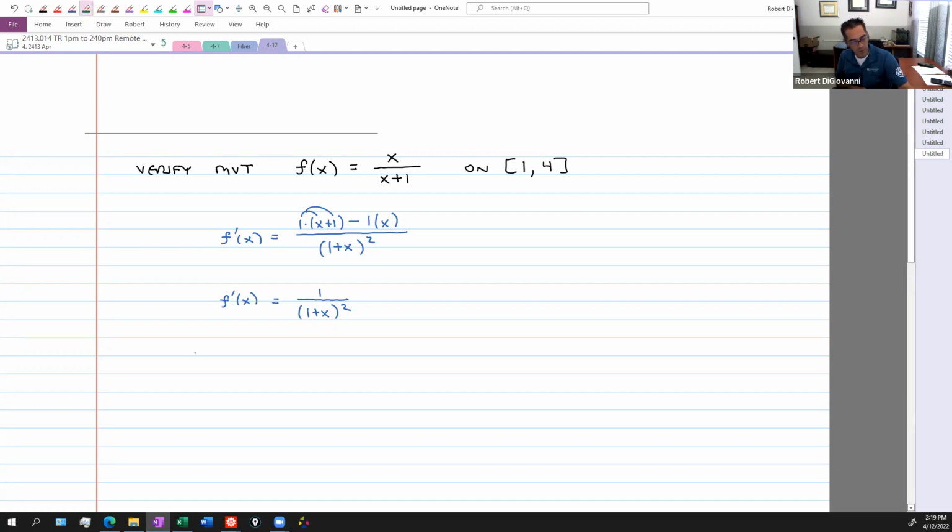All right, so now what do we want to do? We want to show there exists a c in the interval 1, 4.